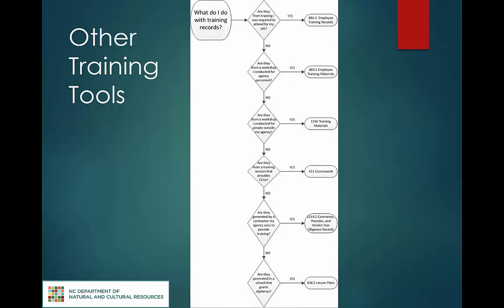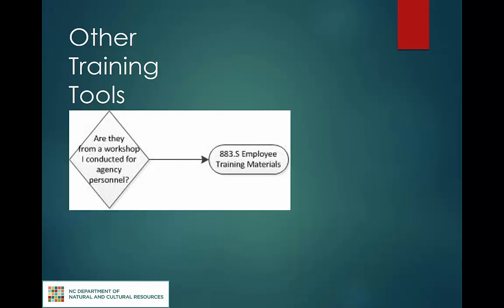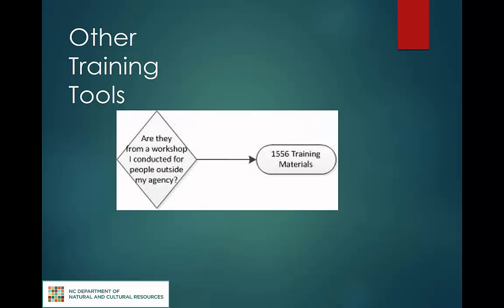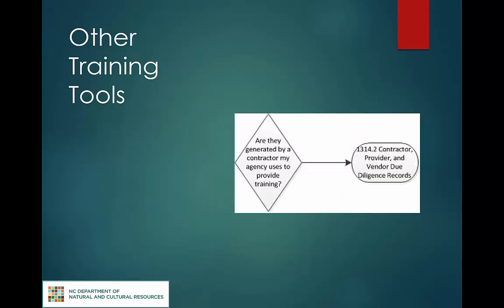We are also producing other training tools, such as this decision tree illustrating the various functions that training records serve in state agencies. These tools will focus on clarifying similar types of records that have different functions. The key to determining the most appropriate record series on the functional schedules is figuring out why the record resides in your office.